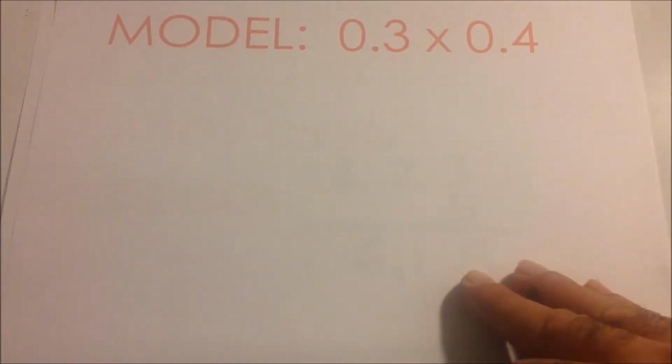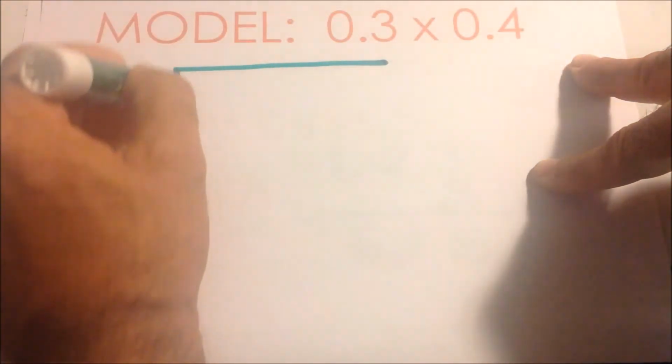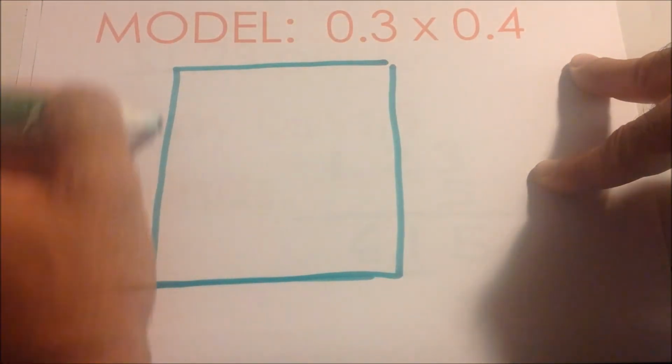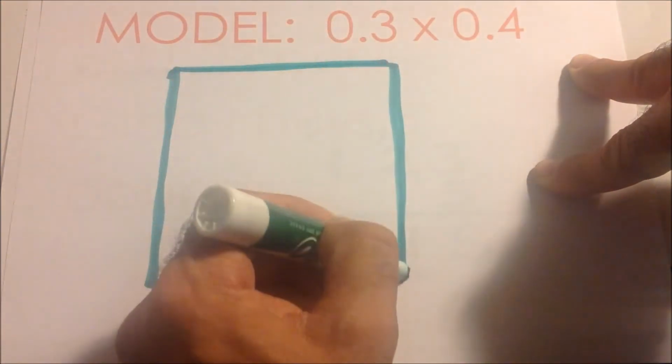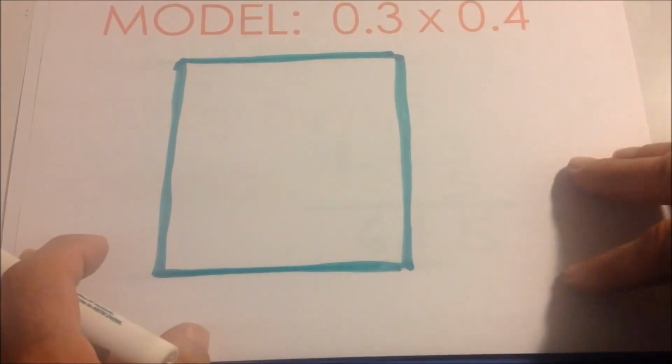Now, I'm going to show you a way to model multiplication. Let's say we had this. It says model 0.3 times 0.4. And you don't have to put that 0 there. So what we can do is we're going to make a square. It's best when you do this to use different colors, so I'm going to ask you to bring in different color inks or pencils. It doesn't have to be perfect.